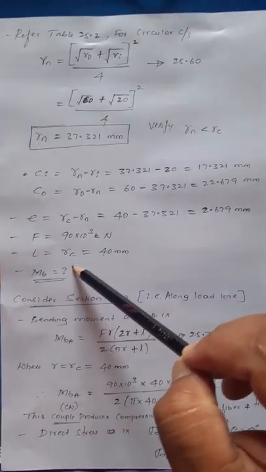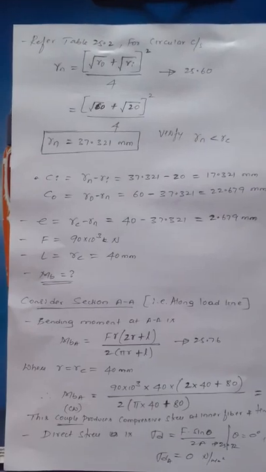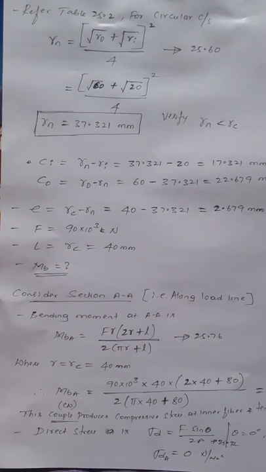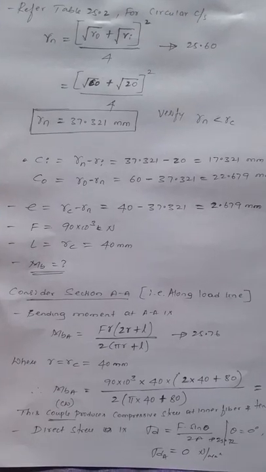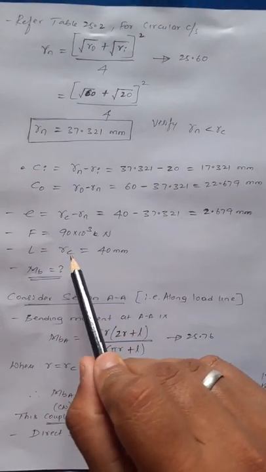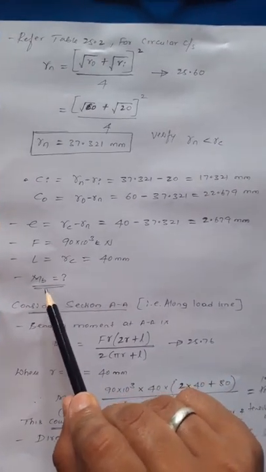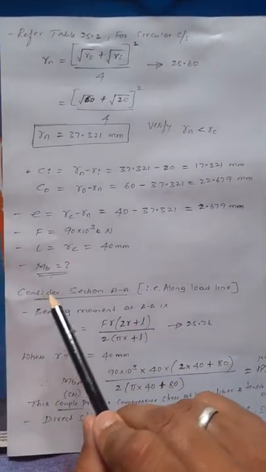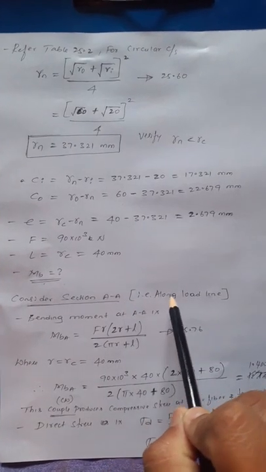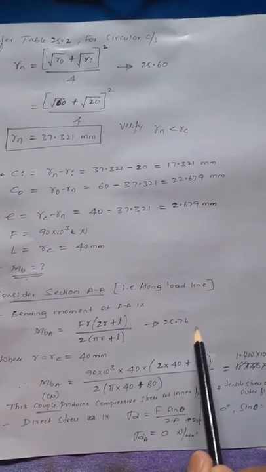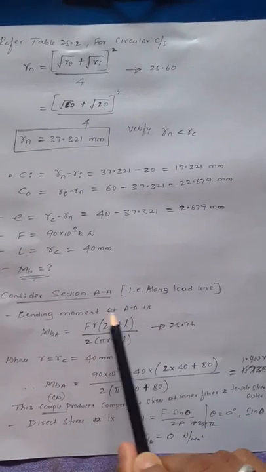Now the only change here is at the bending moment. Whether it is open-ended curved beams, closed-ended curved beams, closed rings or chain links, only the bending moment changes. That formula changes, so be careful about this. Now consider section AA, that is along the load line. We know the bending moment by referring to equation 25.76. This is the equation we use.